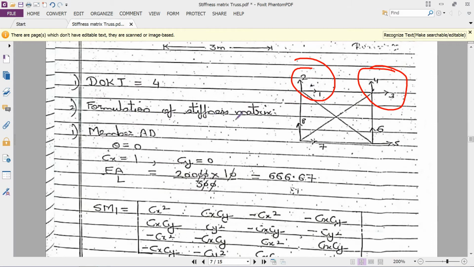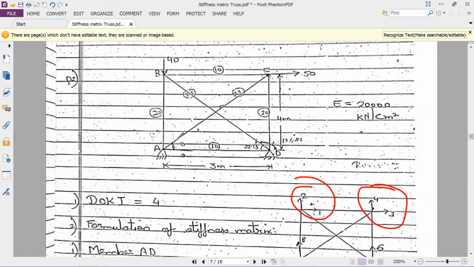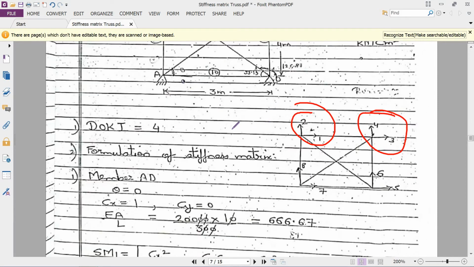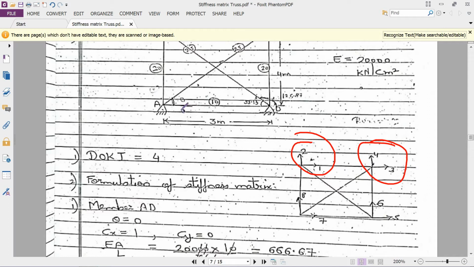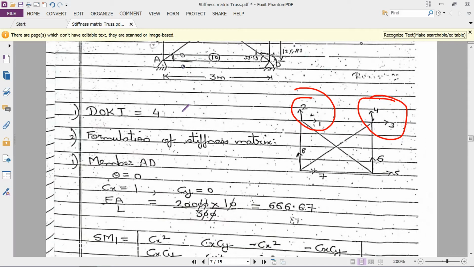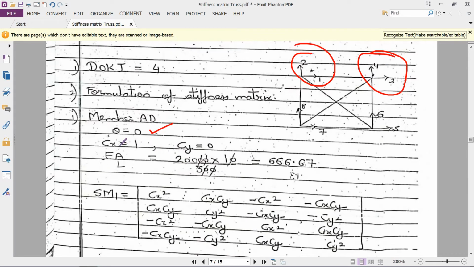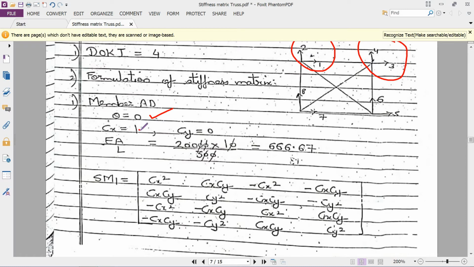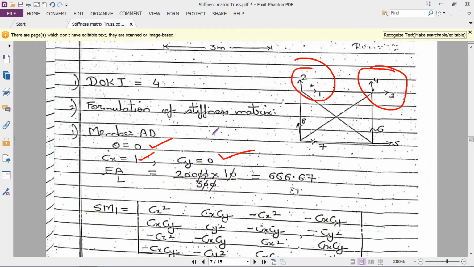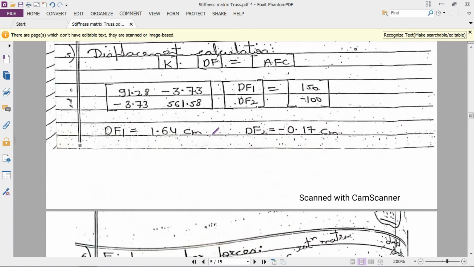First of all, the formulation of the stiffness matrix. We will start from AD. Let us consider the member AD. As shown on the diagram, AD is the horizontal member, so the angle theta with respect to horizontal will be 0. Therefore by default the value of Cx will be equal to 1 and Cy equal to 0. Why Cx equal to 1? Because Cx represents the cos theta and Cy represents the sin theta. In the last numerical we have seen this.